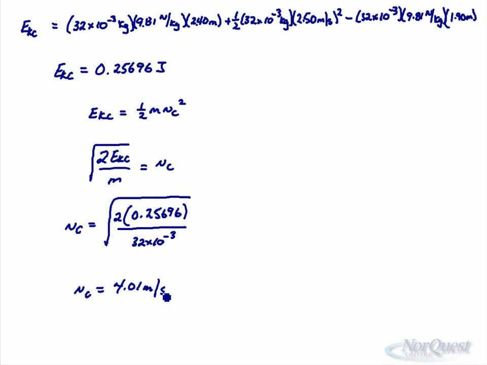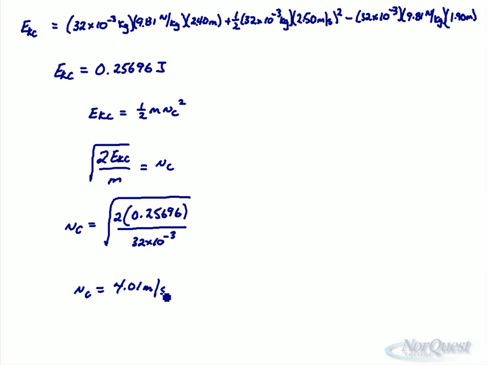And here you should do a quick bit of thinking to check to make sure that this makes sense. If A is the highest point on this loop-to-loop, and it's traveling at 2.5 meters per second, if C is at a lower point, it better be traveling faster than 2.50, and it is.